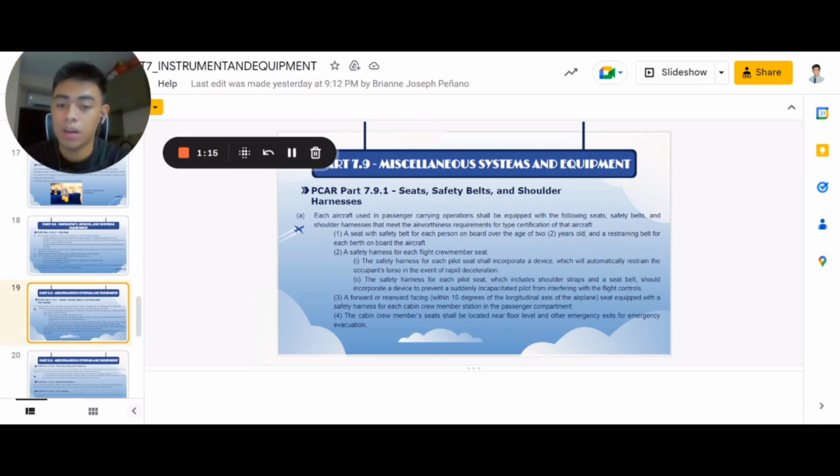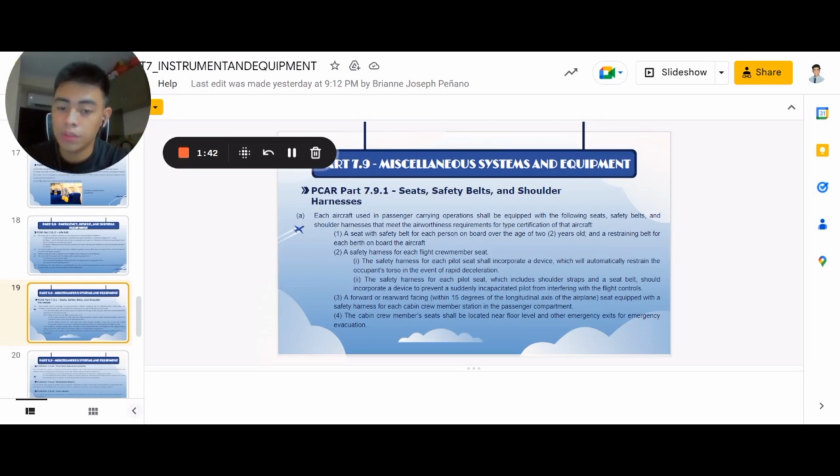And a safety harness for each pilot shall incorporate a device that will automatically restrain the occupant's torso. The safety harness for each pilot, which includes shoulder straps, a seat belt, should incorporate a device to prevent a suddenly incapacitated pilot from interfering with the flight controls. So, importante yun, syempre, sila yung nagkokontrol ng aeroplano, dapat komportable sila and bukod doon, kailangan meron silang, may madali lang siyang kalasin ng biglaan ng ganun.